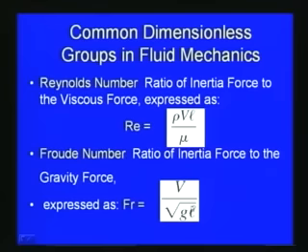It can be depth or it can be various other parameters, depending upon which way we are dealing with the problem. So it is the Froude number, Fr is equal to V by root gL, where L, in the case of open channel flow, can be the depth of flow. So the second dimensionless number is the Froude number.